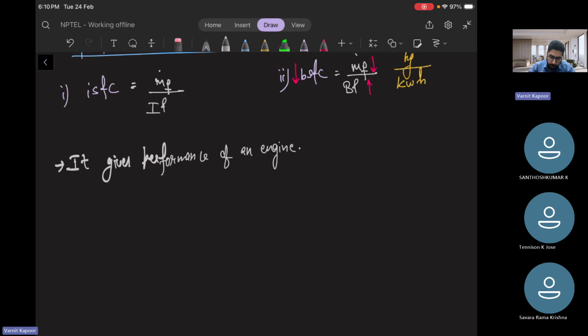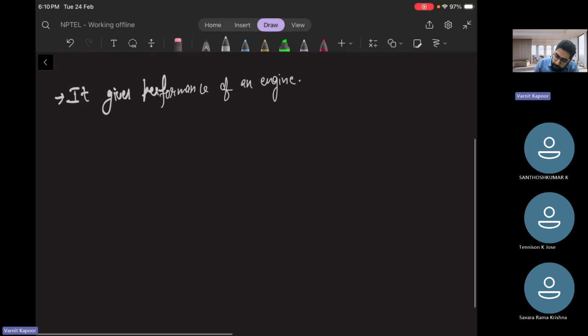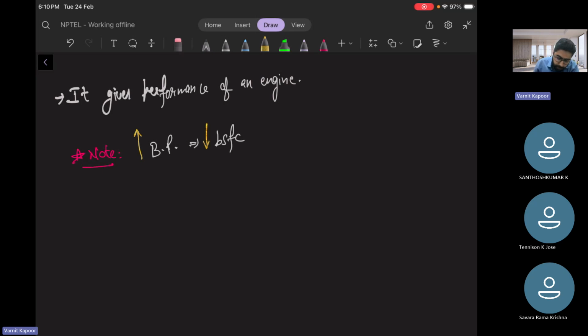Why I am saying this, let me write the point first. If my brake power is high, that implies my brake specific fuel consumption, BSFC, will be low. That means my economy of that vehicle will be high. Okay. Now why I'm saying this, let us take one example here.